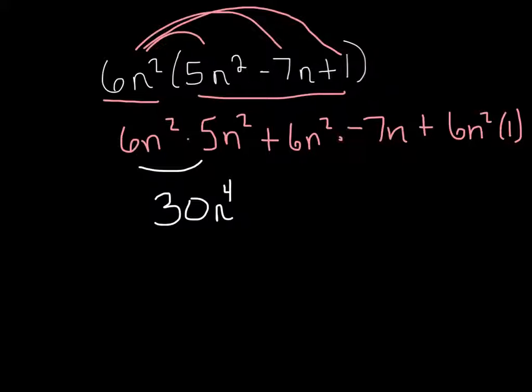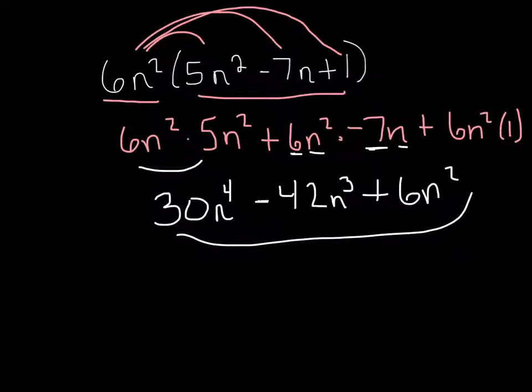And if you're wondering, why is that? Why do they add the exponents? I'll go over that in just a second. And then the 6n squared times negative 7n. That's going to give me a negative 42 on the coefficient because of the positive 6 and negative 7. n to the 3rd for the n's. And then just plus 6n squared, because it's times 1. And so this is actually my final answer.